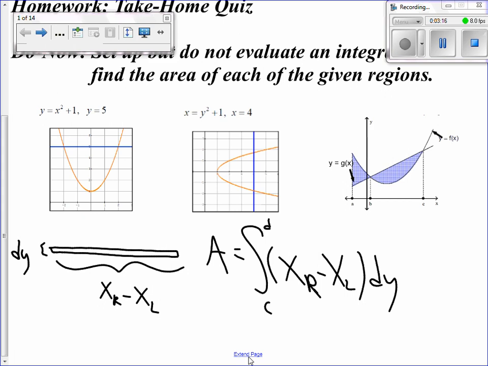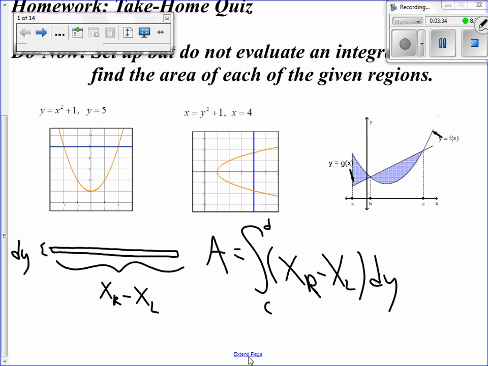So for each one of these in the do now, set up the integral. In other words, figure out the limits of integration. It's either going to be y top minus y bottom or x right minus x left, and either dx or dy for each one. See what you can do.